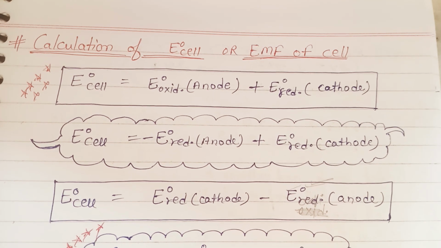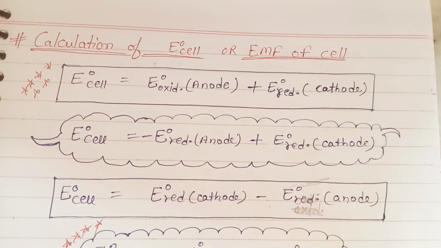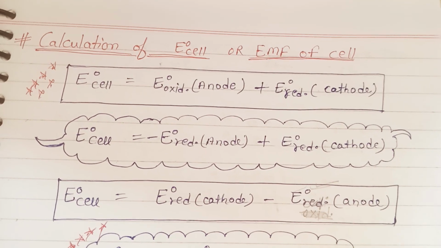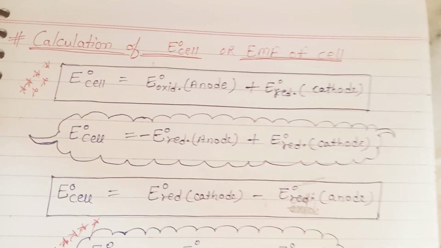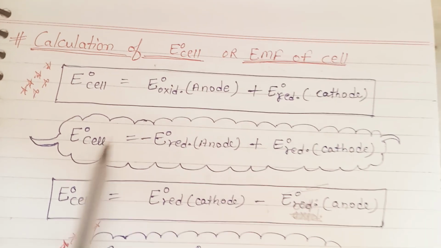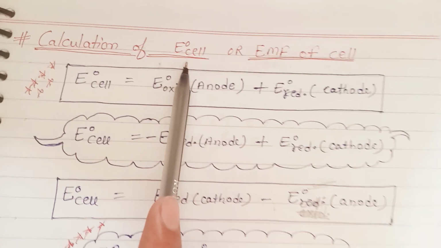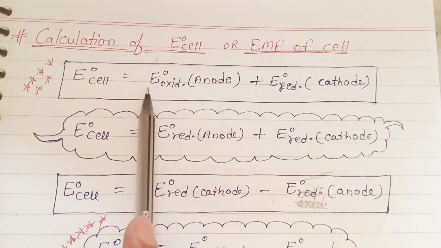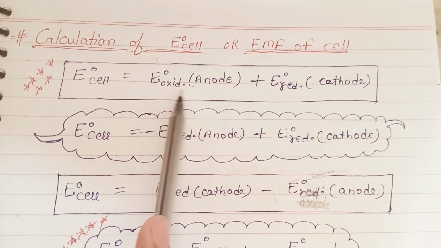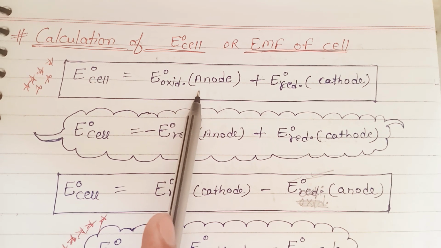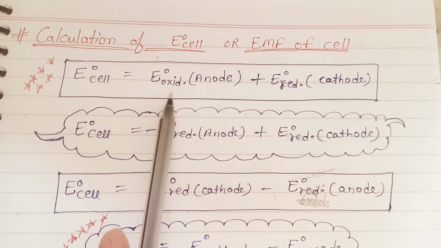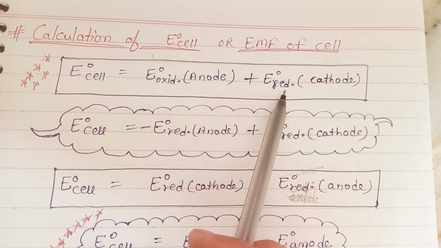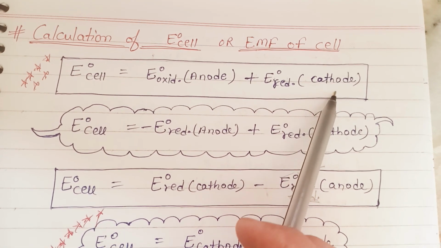Today we will study the next part of electrochemistry, and the new topic is EMF of cell. This is represented by E naught of cell. So the formula is E naught of cell is equal to E naught of oxidation at anode, oxidation occurs at anode, plus E naught of reduction, which takes place at cathode.